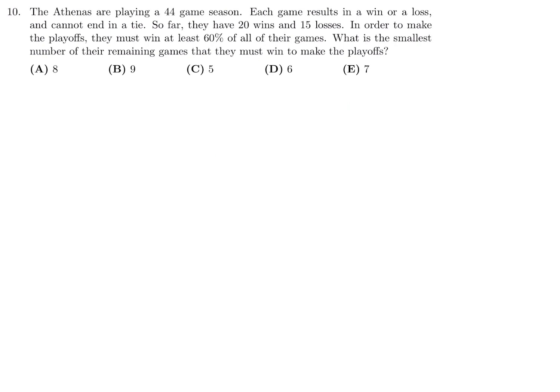The Athenas are playing a 44-game season. Each game results in a win or loss and cannot end in a tie. So far, they have 20 wins and 15 losses. In order to make the playoffs, they must win at least 60% of all their games. What is the smallest number of their remaining games that they must win to make the playoffs? They got 20 wins, 15 losses, and they've got to get 60%, right? So 60% is going to be 0.6 times 44. And if you do that, that will give me how many games they must win to make the playoffs.